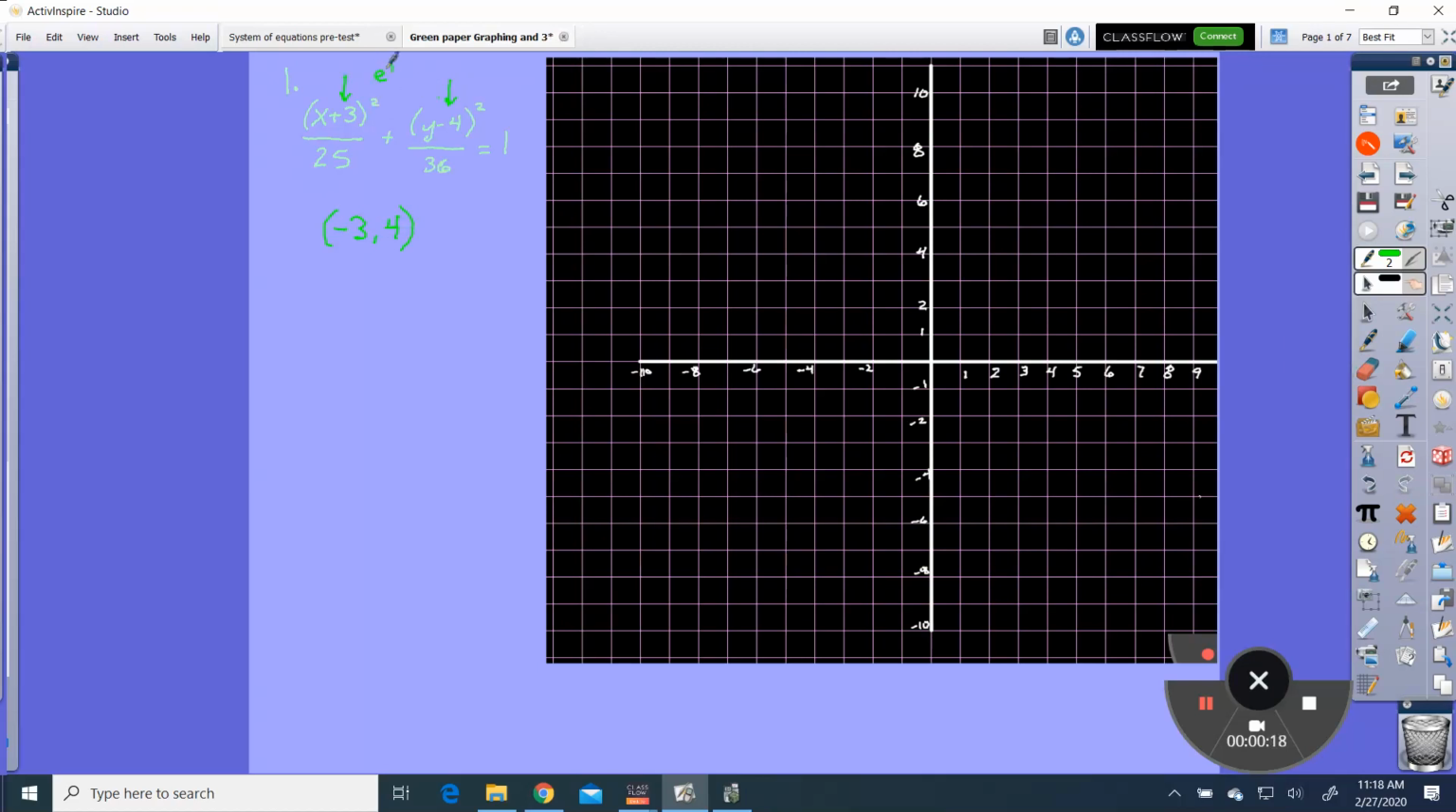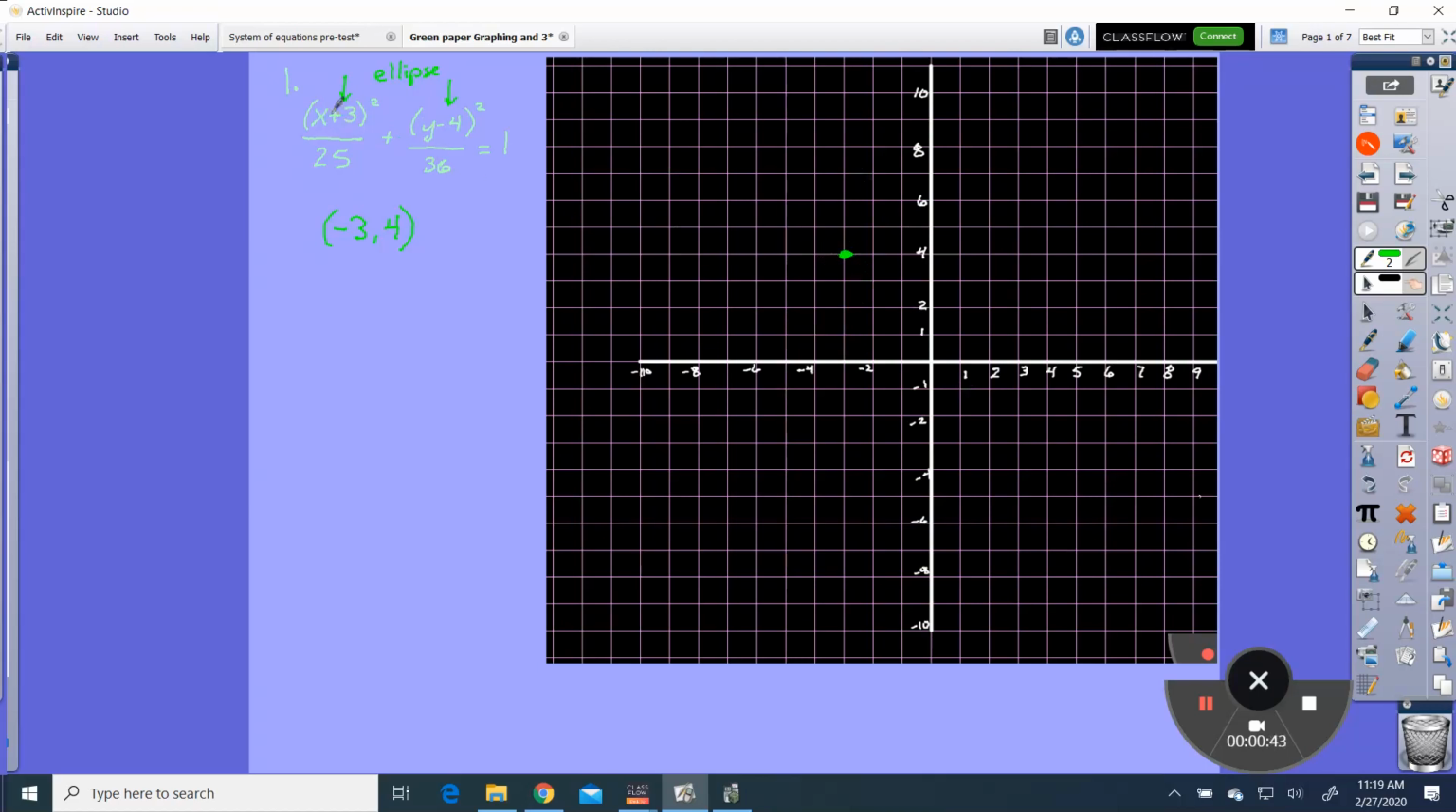This is an ellipse because these are different numbers down here. A circle would be the same numbers and it would be over here. Since this is an ellipse, this is always going to be the center, backwards of those. So this is the x value because it's with the x. This is the y value because it's with the y. So I go -3, 4, put a dot there. That's the center.